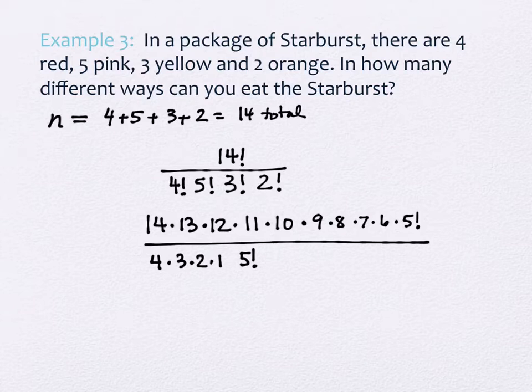So there's my 4 times 3 times 2 times 1. I have a 3 times 2 times 1. And I have a 2 times 1. And the first thing that happens is I cancel out the 5 factorials. Okay, is that all right so far?